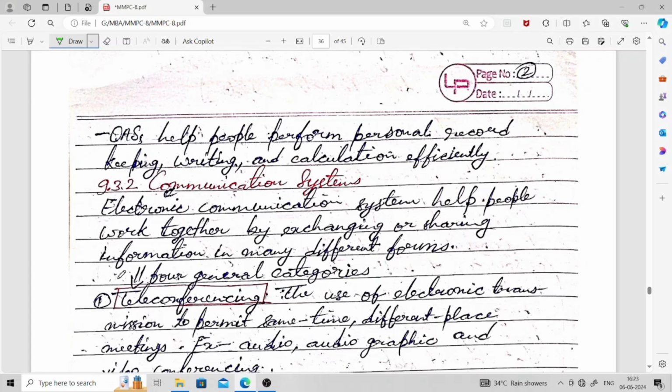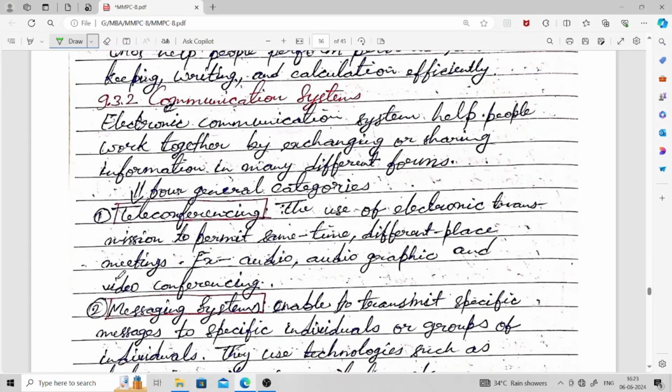So that was about the office automation system. Next, given here, communication systems. Electronic communication systems help people work together by exchanging or sharing information in many different forms.